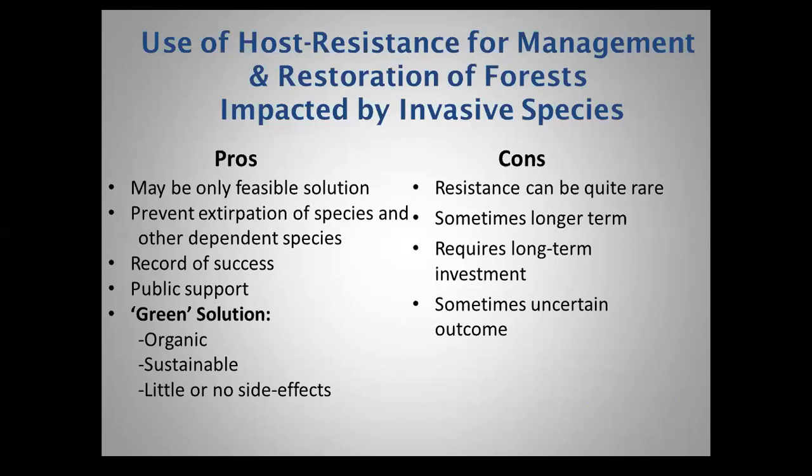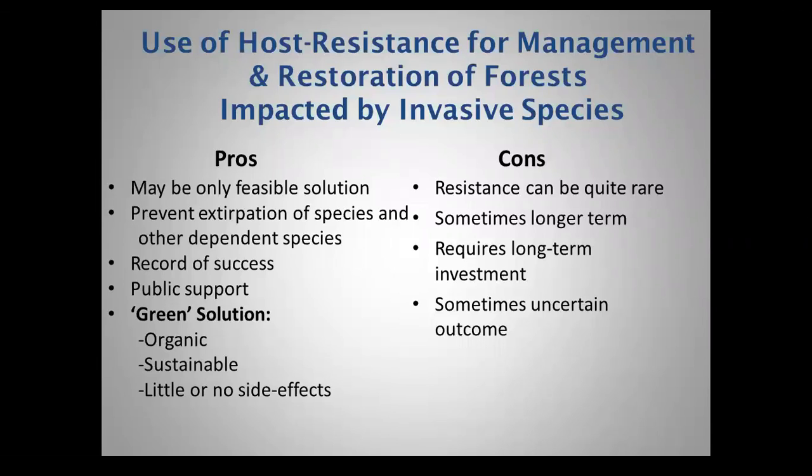And then just to summarize, again, wanted to point out this idea of using breeding to improve host resistance is not a new concept, and it's something that can be applied to other invasive species issues. And just to review some of the pros, it may be the only feasible solution. And think of chestnut blight, for example. Through a breeding program, you can actually help with conservation of a species, preventing it from becoming extinct, as well as the other species that may depend on that species.